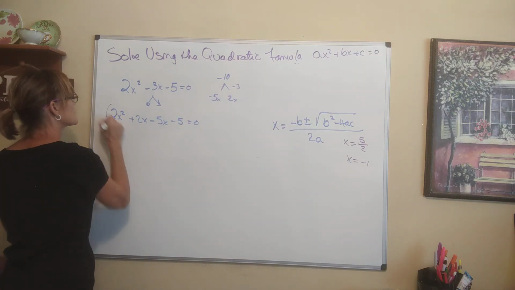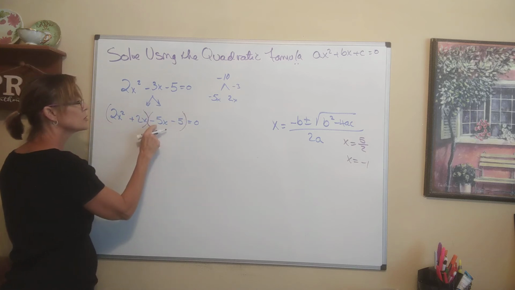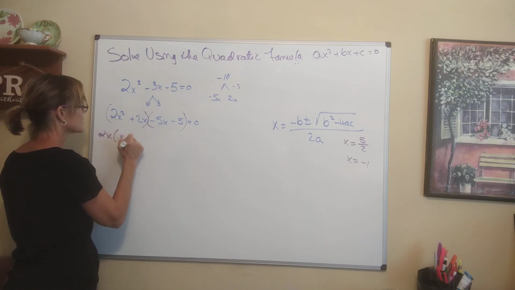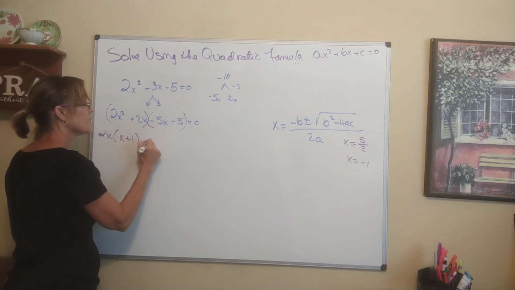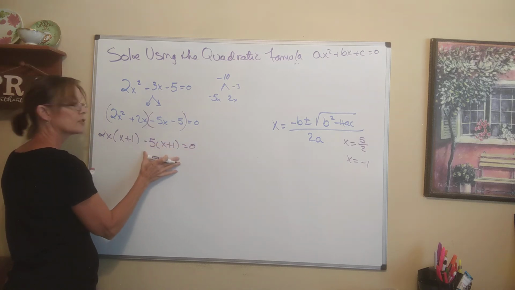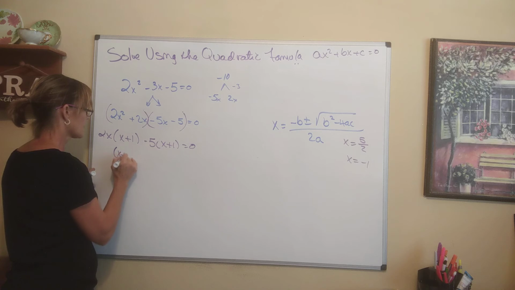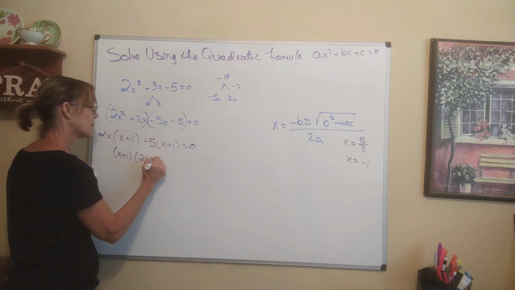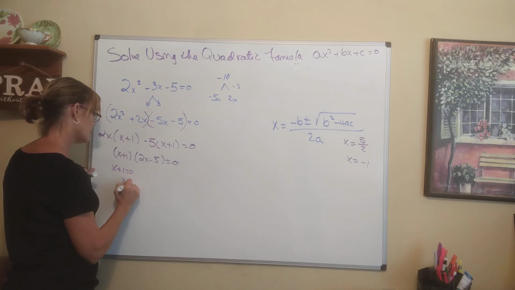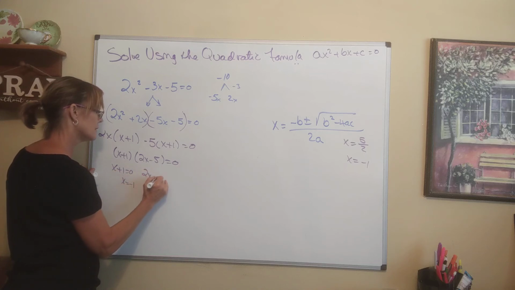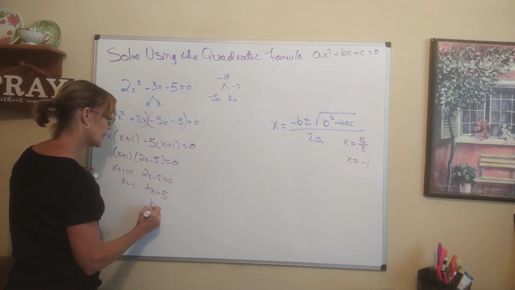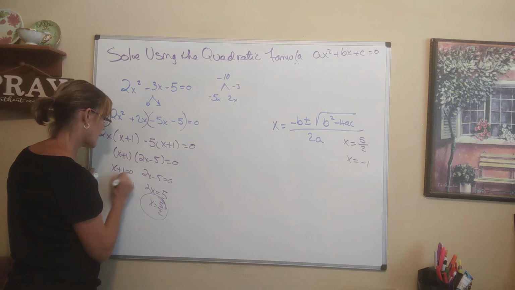What we could do here is group the first two and group the second two. Make sure you include that negative there. Factor out the 2x, leaving you with x plus 1. Factor out a negative 5, leaving you with the same factor, x plus 1. Factor out x plus 1, leaving you with 2x minus 5. Set each factor equal to 0 and solve. We'll get x is negative 1. Add 5, divide by 2. We get 5 halves and negative 1.